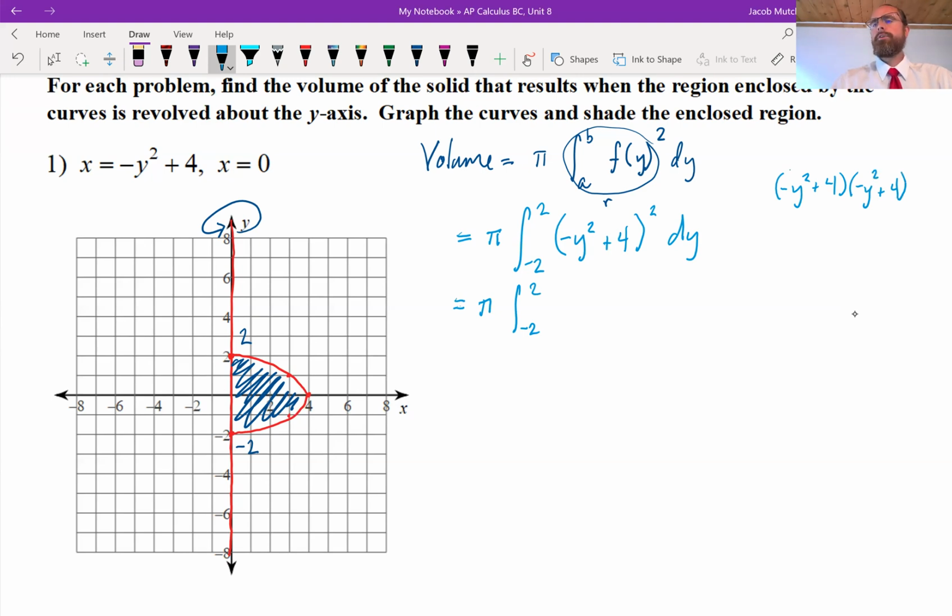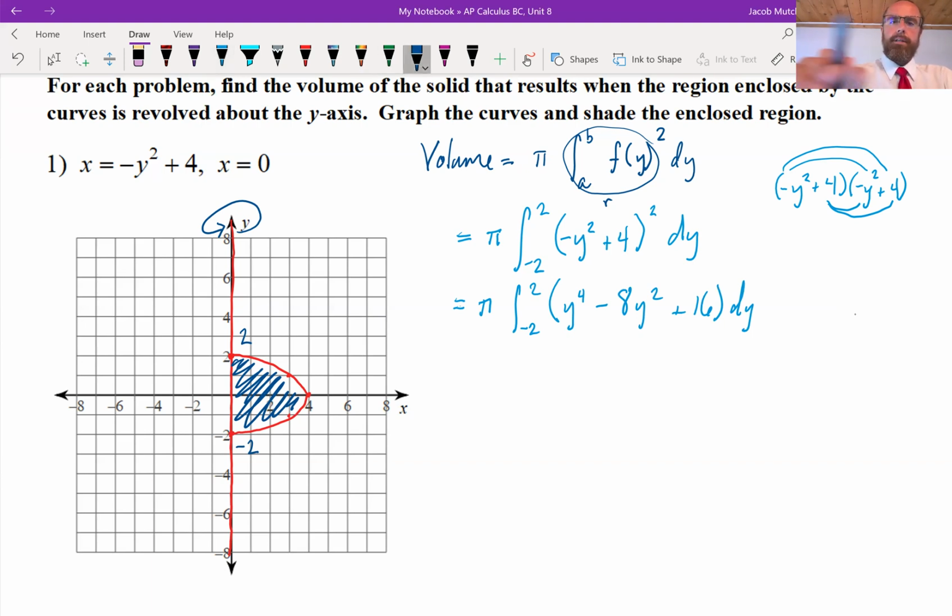So for my first distribution, I'm going to get negative y squared times itself. That's y to the power of 4 with a positive value. The outer terms, negative y squared times 4, so that's negative 4y squared. There's going to be an inner term that's identical, so we'll add them together to get negative 8y squared. And then for my last distribution, 4 times 4 is 16. So now that's fairly easy to integrate.